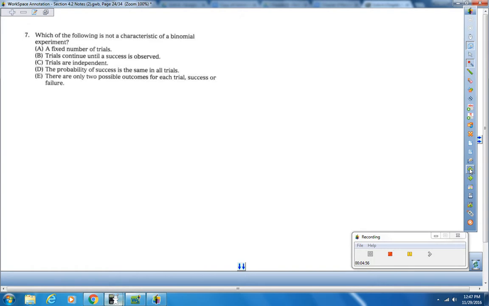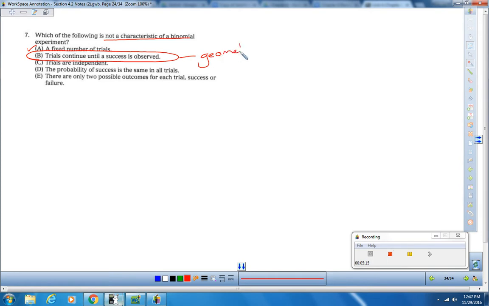Which of the following is not a characteristic of a binomial? Okay, it says is not a characteristic. Fixed number of trials is a characteristic of a binomial. The trials continue until a success is observed. This is actually geometric. So the rest have to be binomial. Trials are independent. Probability of success is the same in all trials. Only two possible outcomes, success or failure. Those are all binomial. So the answer is B.